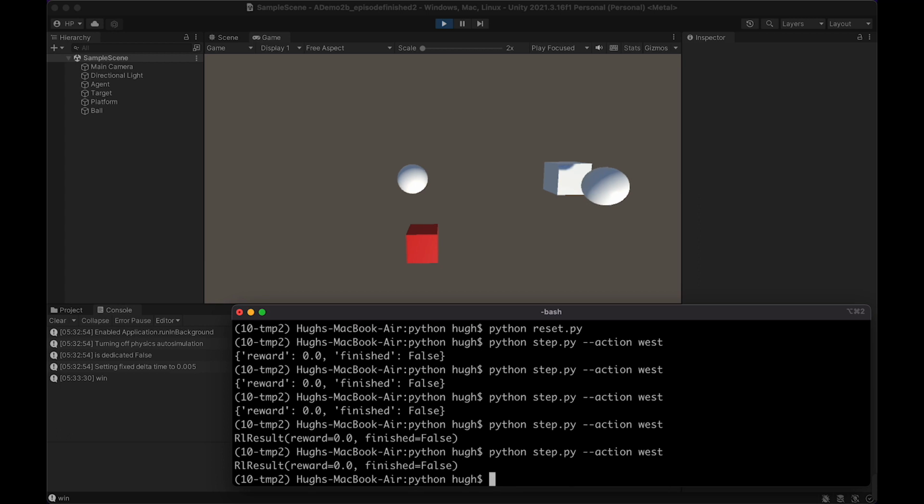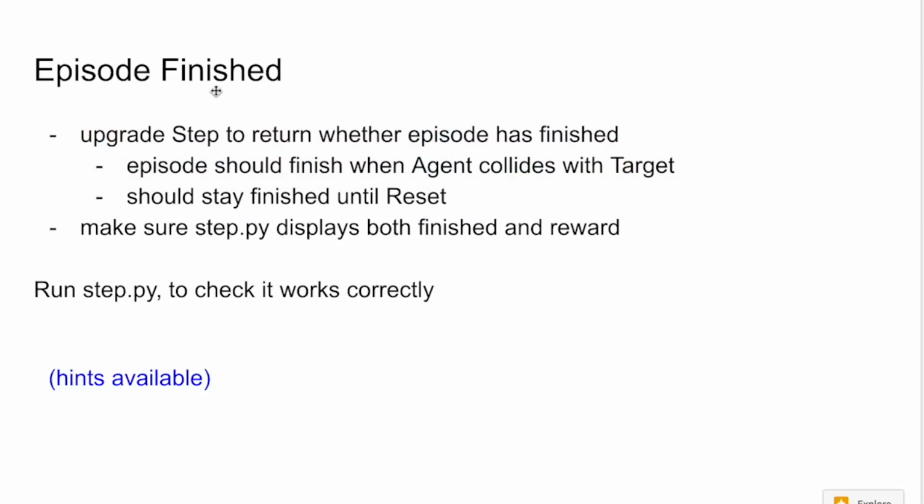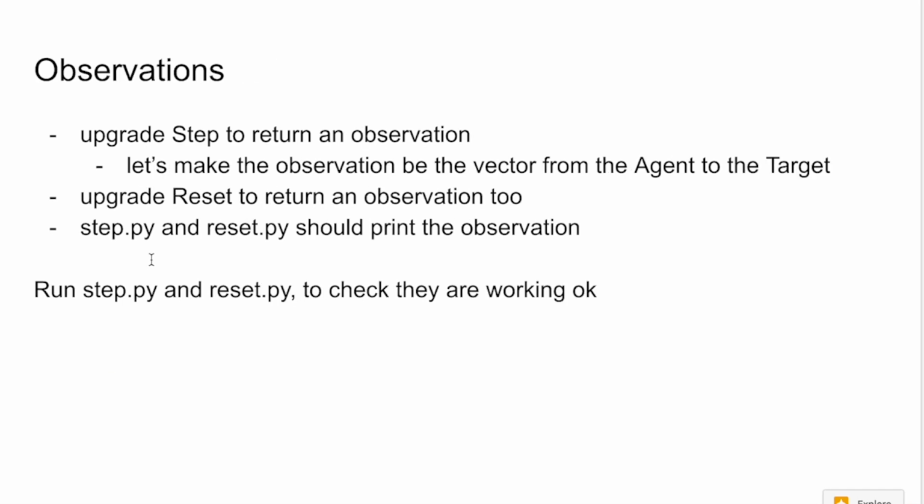Okay. All right, so we've completed the episode finish task. So let's look at the next task. The next task is called observations, and we're going to give the agent the ability to see, or at least to perceive the world sufficiently to be able to achieve its task.